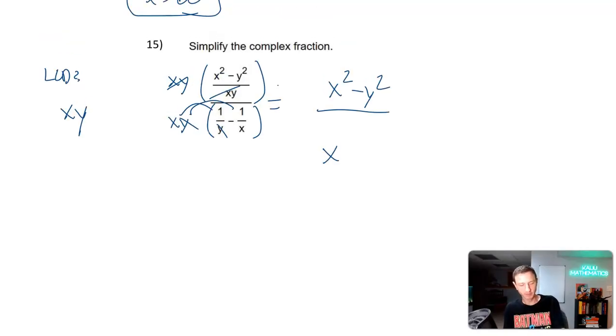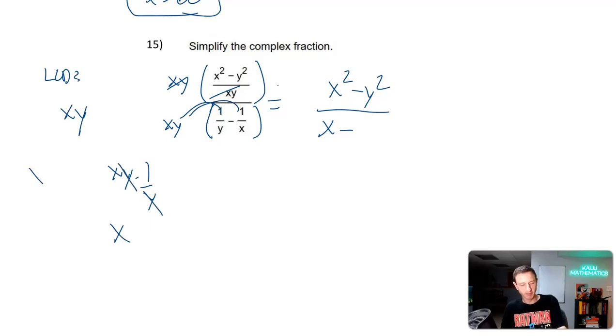Wait, what just happened? Minus xy times, so this is still xy. I know I canceled out the y here, but I still have to multiply the xy times this. So let me just rewrite that. So xy times 1 over y, y's cancel, leaving us with x. Then I have xy times 1 over x. X is canceled this time, so we're left with y.